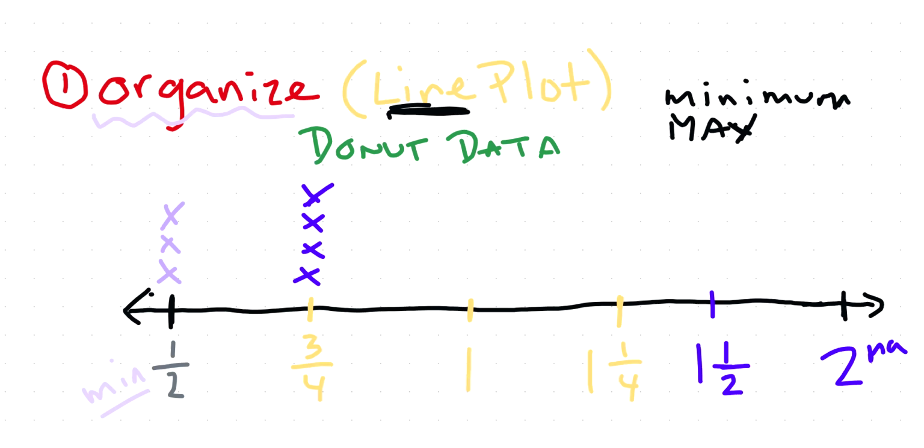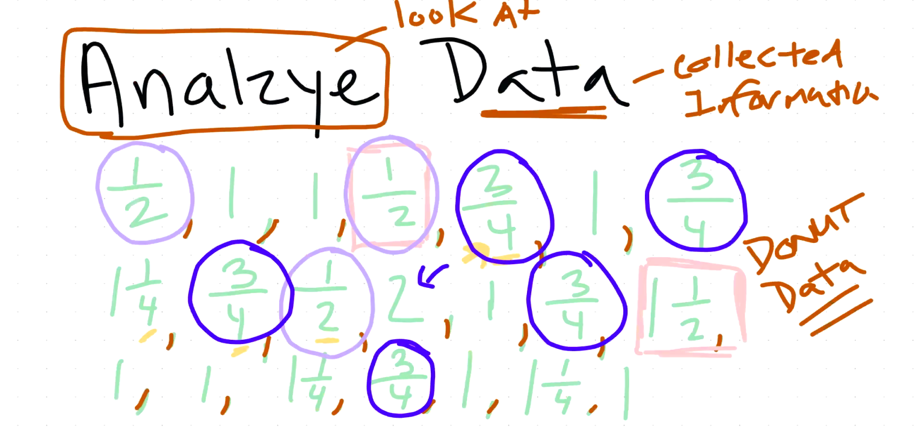Okay, cool. Now, where were we? We were plotting. And that's what that means. Line plot: create a number line, and plot means to put things on it. So then we're going to go back and see how many times did I eat one whole donut? So let's go back to our data and look at that. How many times did I eat one whole donut?